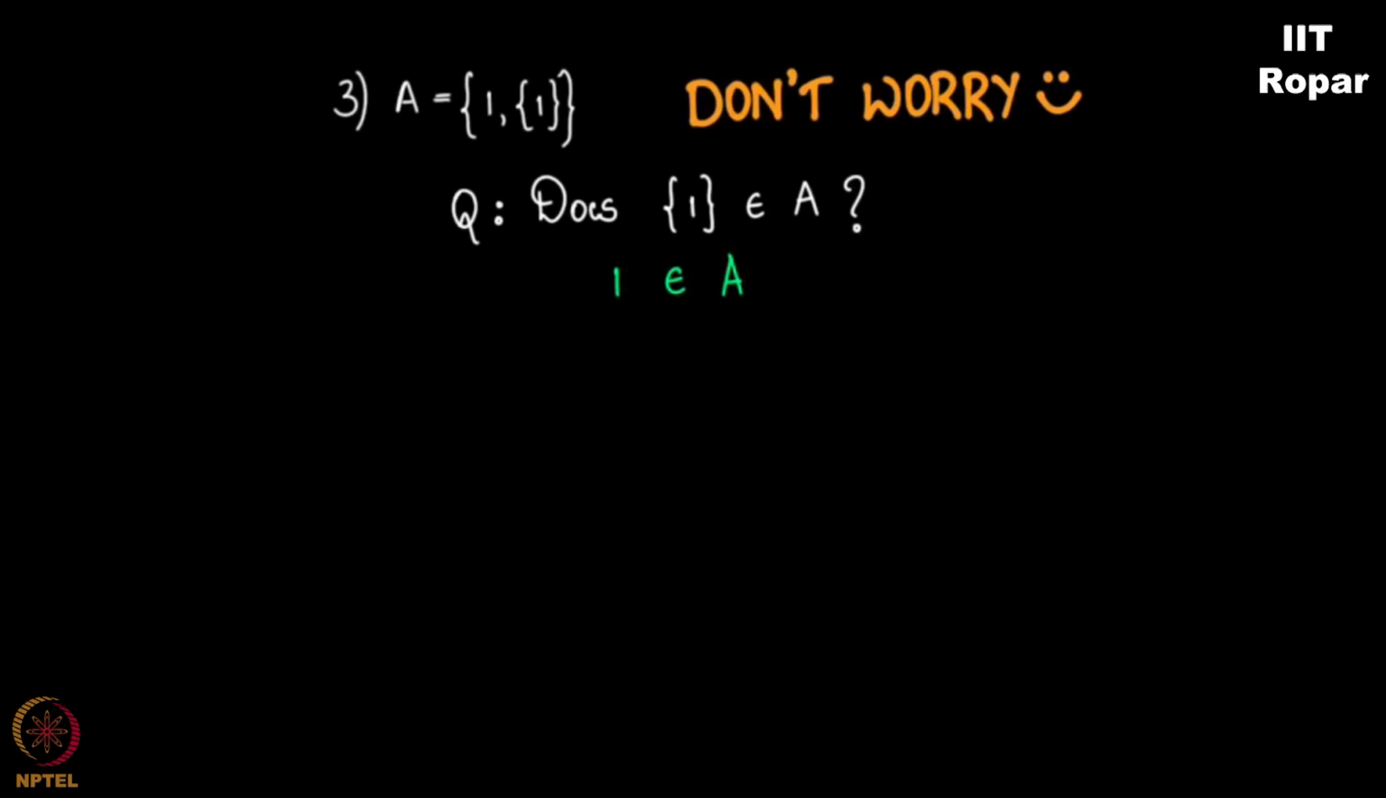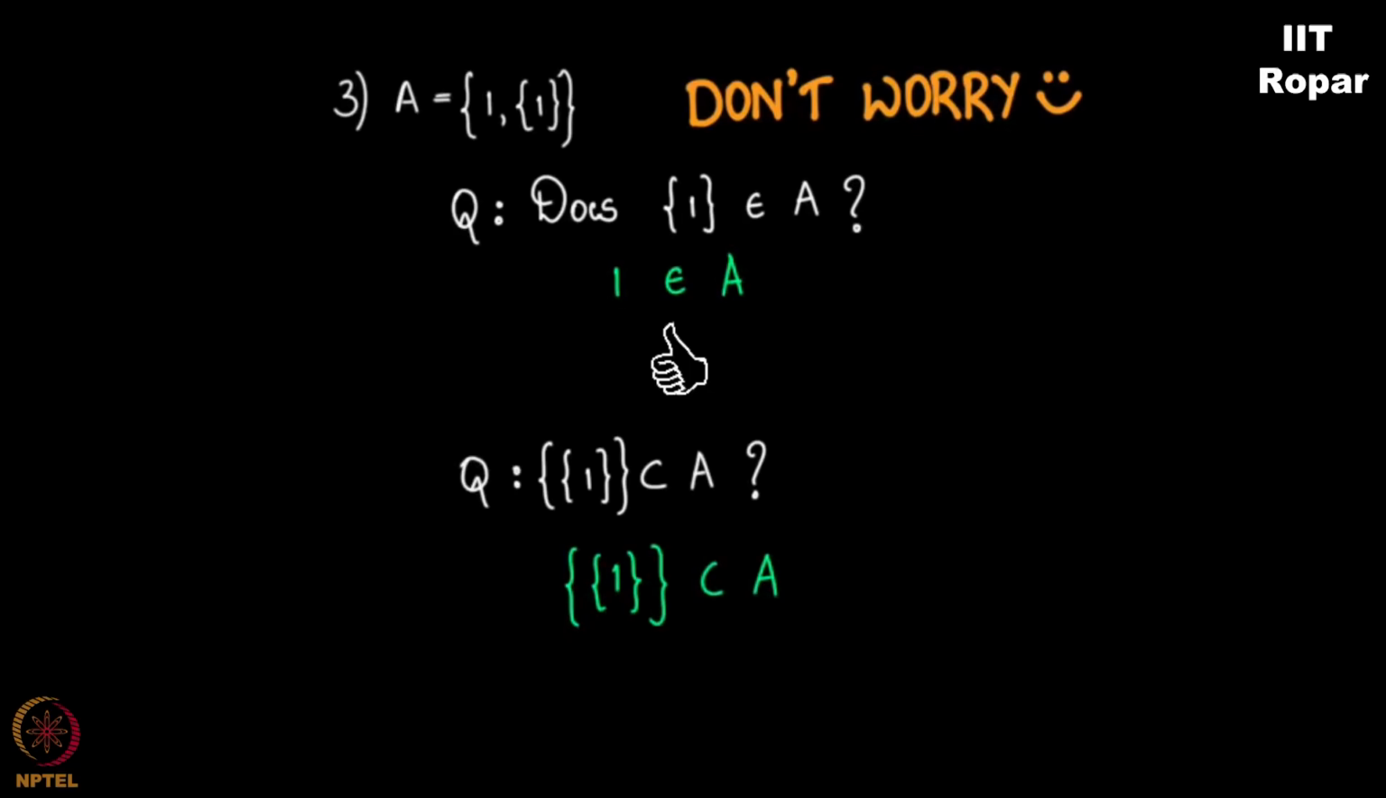So this is true. Next, I'm saying a singleton 1. By singleton, we mean a set comprising only one element. Singleton 1 means a set comprising only one element, and that one happens to be this element 1. So is it a subset of A? Yes, it is a subset of A. Why? That's because if you consider this element alone, number 1, and put that in a set, this happens to be a subset of this set. Correct? Set A. And hence, this is also true.